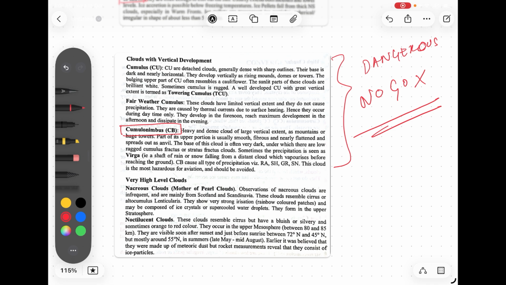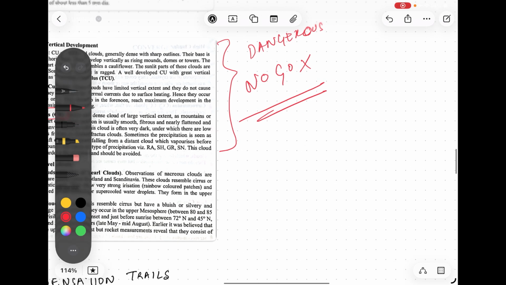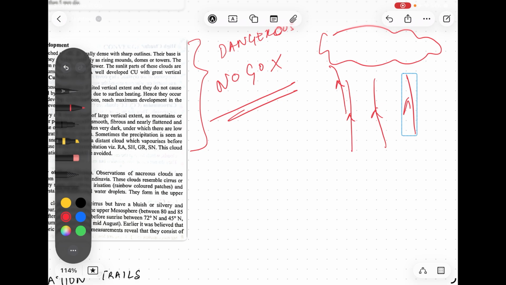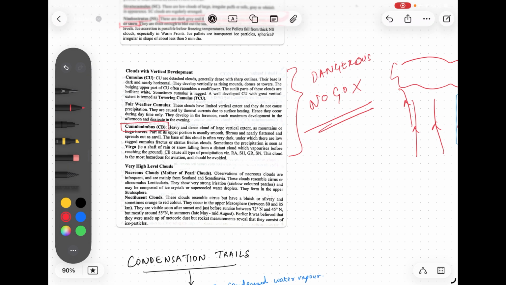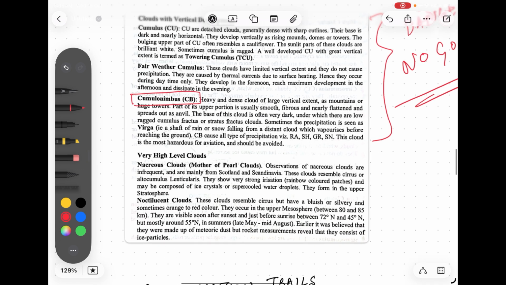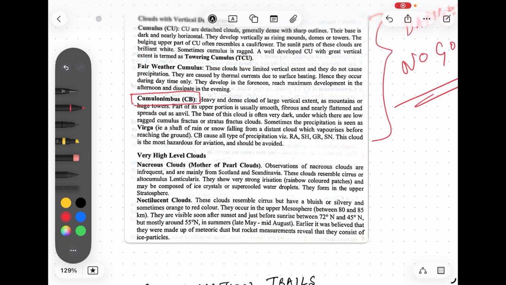Anything that's vertically developed. So what really happens in vertical development is that the air keeps rising, and that's the cloud that forms due to the vertical movement of air. Now these clouds are very dangerous. There's a lot of turbulence, there's rain, thunderstorms, everything's included here. So you have to avoid these clouds.